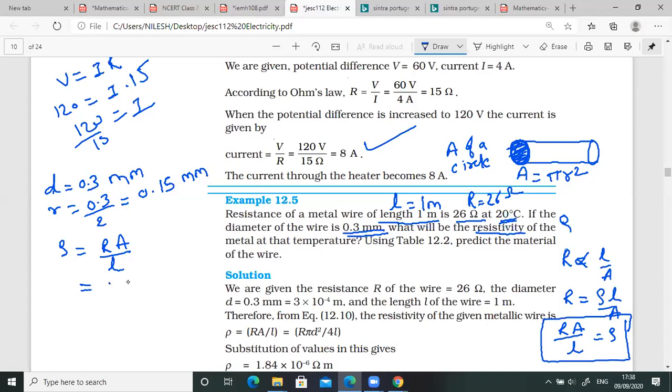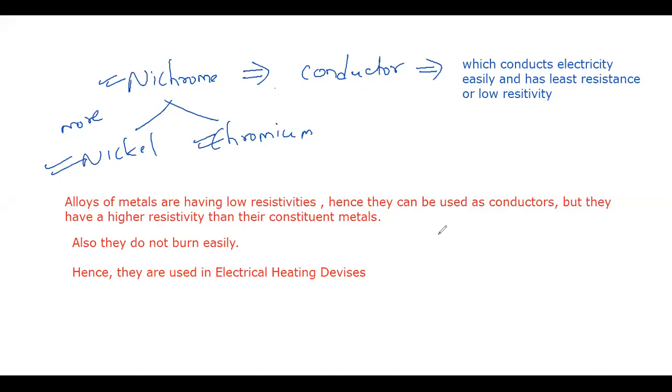Is equal to 26. Now this 0.15 mm will be what? 0.15 into 10 raised to minus 3 meters. Yes or no? Radius becomes 0.15 into 10 raised to minus 3 meters, because millimeters is always getting converted into meters. Yes or no? So, just a minute. So now let me rewrite all the things.